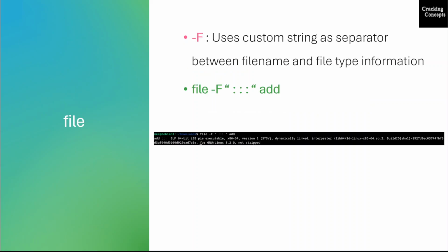In order to display the MIME type string along with the character encoding, using a custom string as separator, we use the option -f. So the command is file -f, the separator followed by the name of the object file. This being the sample output. We get the same output as the previous, it's just that the separator has changed.